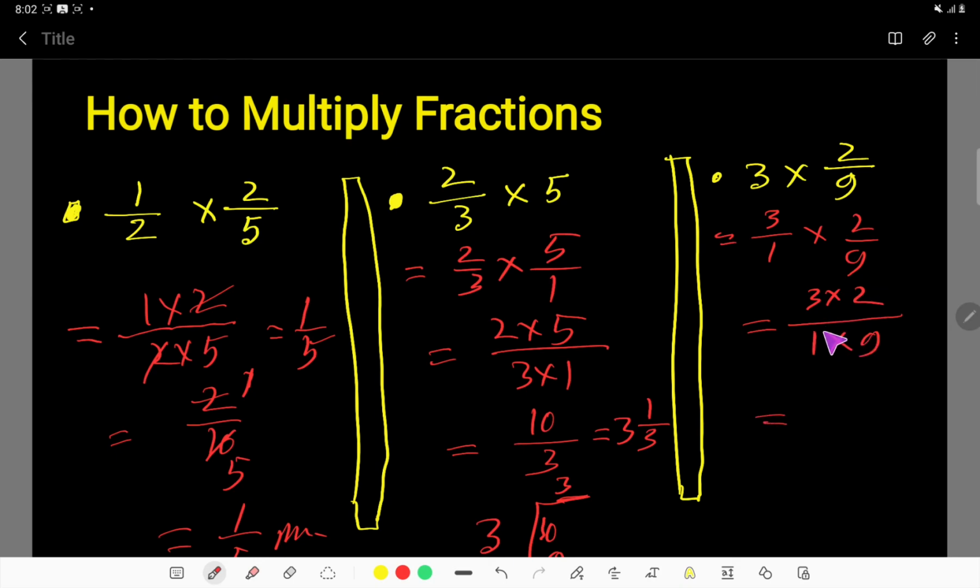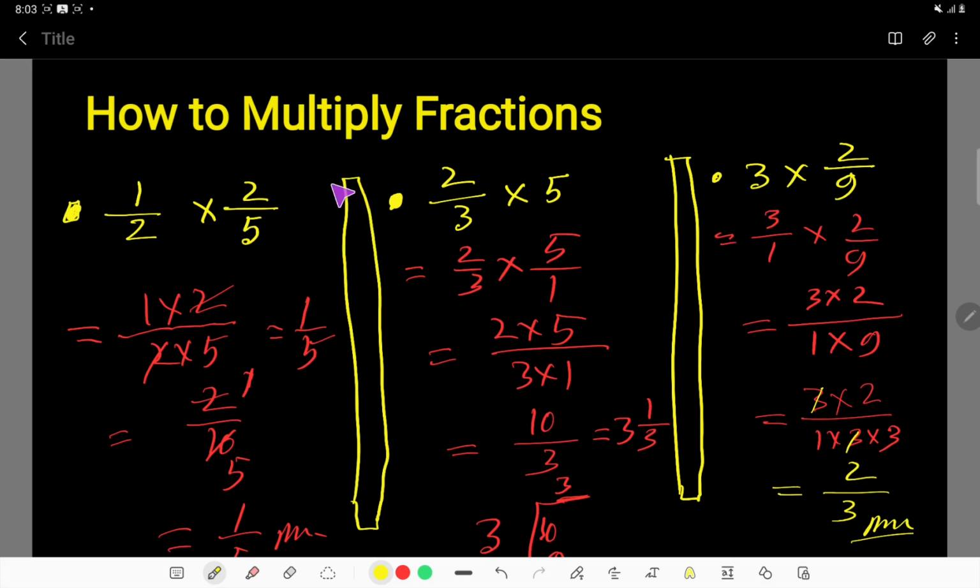That is, we have to cancel the common factors. So we can also rewrite this fraction like 3 times 3. Now you see we can cancel this 3, so we are getting 2/3, and this is the answer.